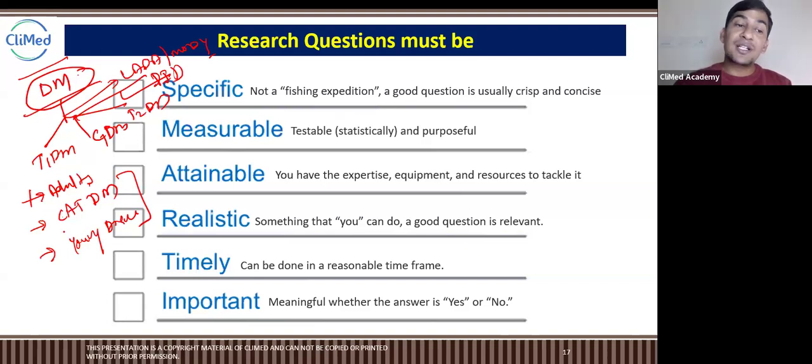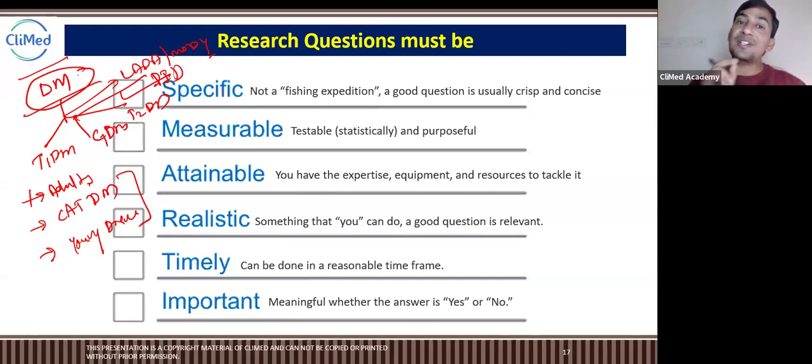CAT2DM is nothing but child and adolescent diabetes mellitus, or diabetes mellitus in children and adolescents. So guys, this is just the stratification of the topic.